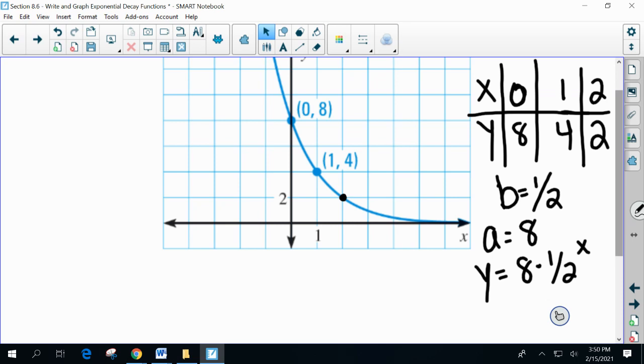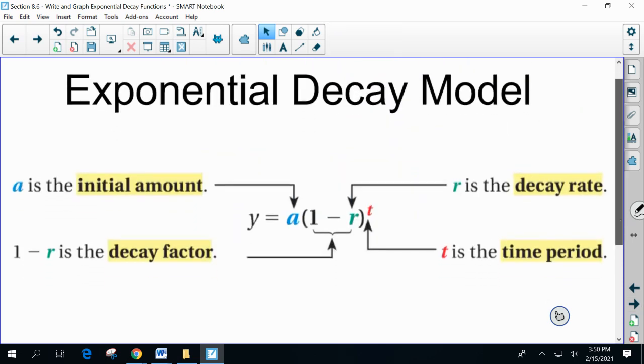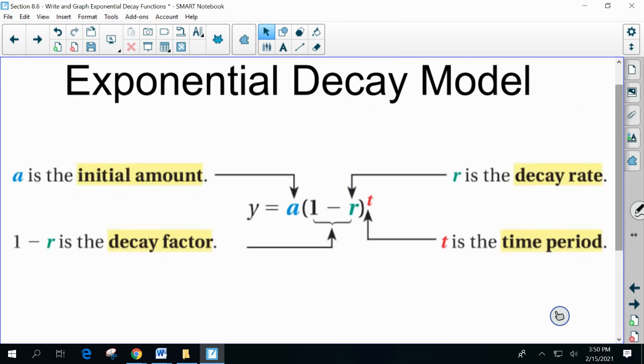Okay, so we just have one more example there of an exponential decay model. This is similar to that exponential growth model that we worked with, where we had the initial amount, the decay factor, the decay rate, and then the time period, where t is the time period.